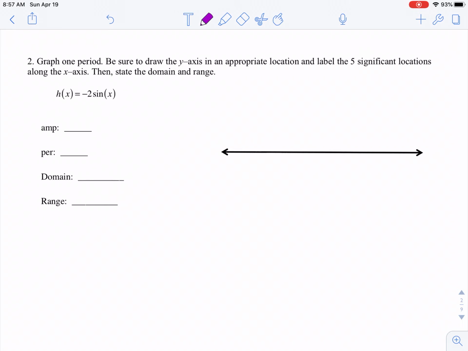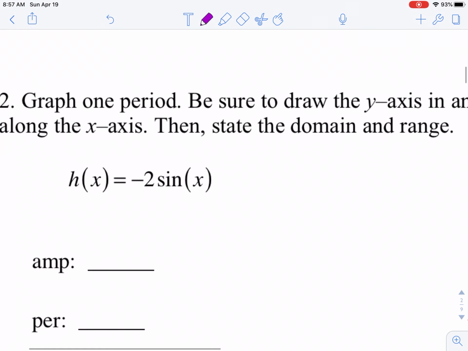Okay, so hopefully you've given this a try. This is a little bit of review. When I'm going to graph this one, I'm going to start out by thinking about sine. And sine starts on the midline. And because of the negative a value, that means that we're going to have a vertical reflection. So instead of starting on the midline and going up, it's going to start on the midline and go down.